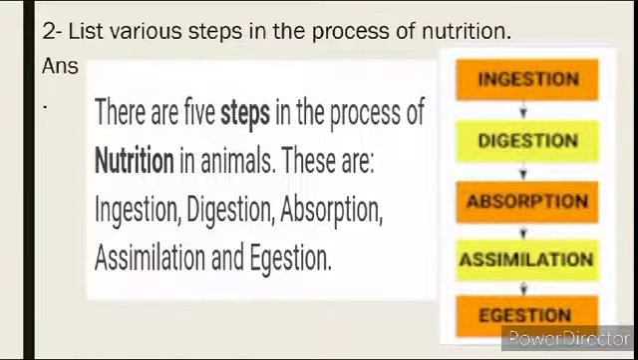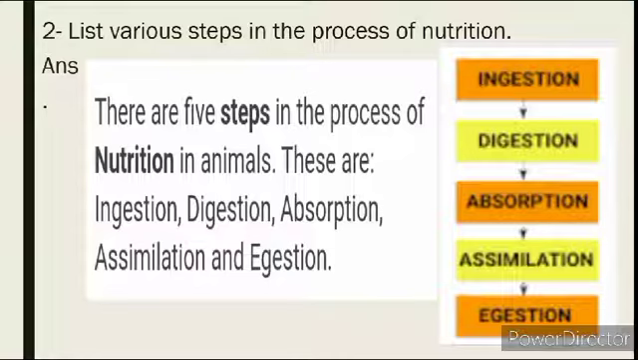Now moving on to our next question, question number 2. List the various steps in the process of nutrition. So children, you all know that the food eaten consists of complex substances such as carbohydrates and proteins, and these are broken down in the animal body to utilize the nutrients. This process is known as nutrition. The food eaten by animals undergoes 5 steps. What are these? Ingestion, digestion, absorption, assimilation, and egestion. What is ingestion? The process by which food is taken inside the body of an organism is called ingestion.